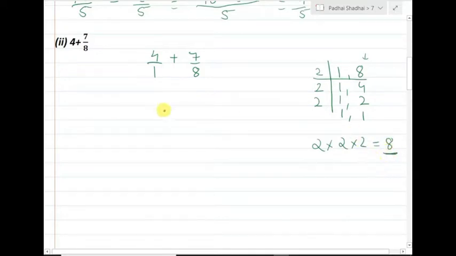So here we have to divide it by the denominator and multiply the answer to the numerator. If we divide 8 by 1, we will get 8. So here we have to multiply 4 by 8. So 8 4s are 32.